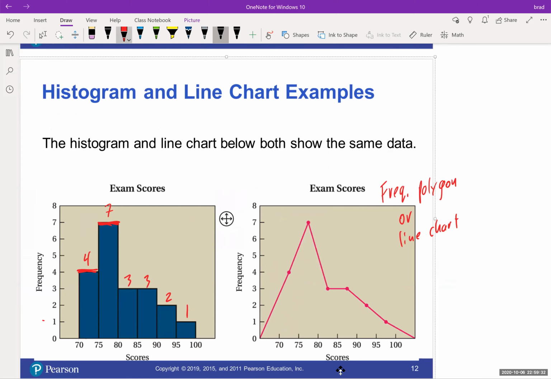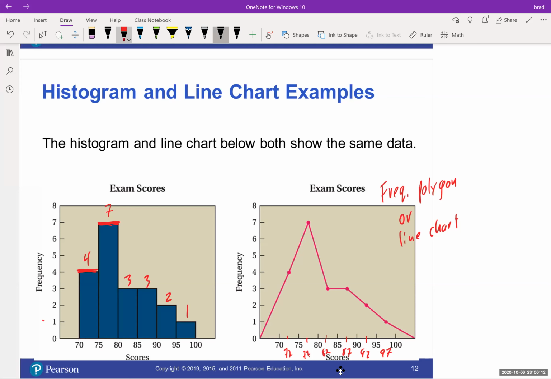So notice here, what's right smack dab in between 70 and 75? It would be 72.5, right? So they put that right there. What's right smack dab in the middle of 75 and 80? The midpoint, actually, it's the midpoint of the bins. So the midpoint of 70 to 74 would be 72. So this would be 72 right here. The midpoint of 75 to 79 would be 77. The midpoint of this would be 82. And then what would that be? 87. This one would be 92. And this one would be 97.